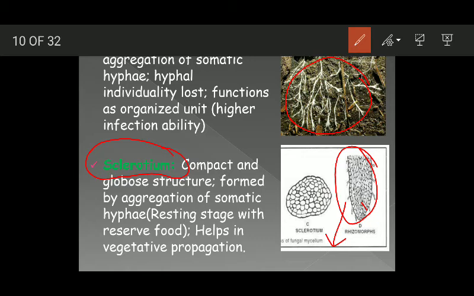Next in series is sclerotium. It is a compact and globose structure which is formed by aggregation of somatic hyphae, just like rhizomorph. It acts as a resting stage because it stores enough food material and helps the fungi in vegetative propagation. This is the sclerotium. It is a globose structure. The individual cells are compactly placed. They are closely aggregated. This structure acts as a resting stage. It helps the fungi to overcome unfavorable conditions because it stores enough food material inside it, and hence it acts as an organ of vegetative propagation in some fungi.